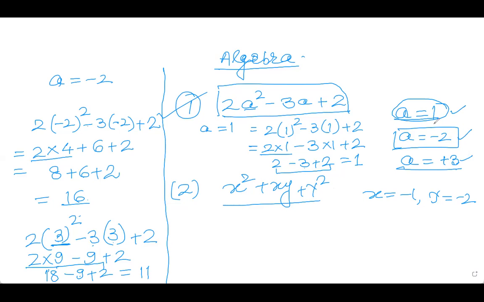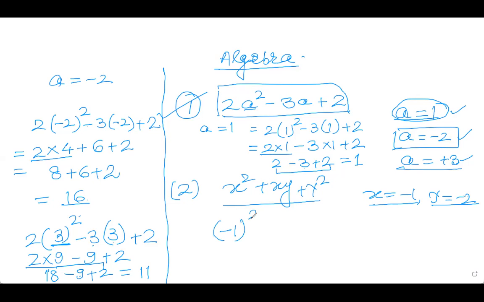This is one of the sums in which there were so many values of a: 1, minus 2, 3, and on each value I have to evaluate the value of this whole expression. Similarly, here you have been given x equal to minus 1 and y equal to minus 2. How will you replace it? Replace every x by minus 1 and every y by minus 2. So how will you write?